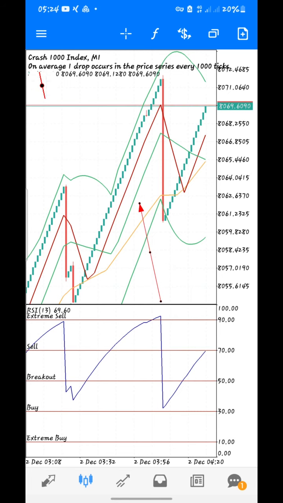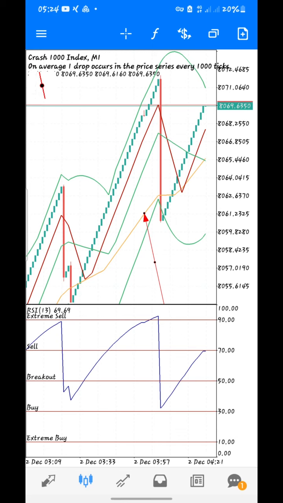Then if you look beneath, you notice an orange colored line. This is also a moving average. But this moving average is used to know the trend of the market. It tells us when the market is in uptrend or downtrend. For example, this is crash 1000 or in any crash market at all, be it crash 1000 or crash 500. If the market is trading above this orange colored moving average, it indicates uptrend.